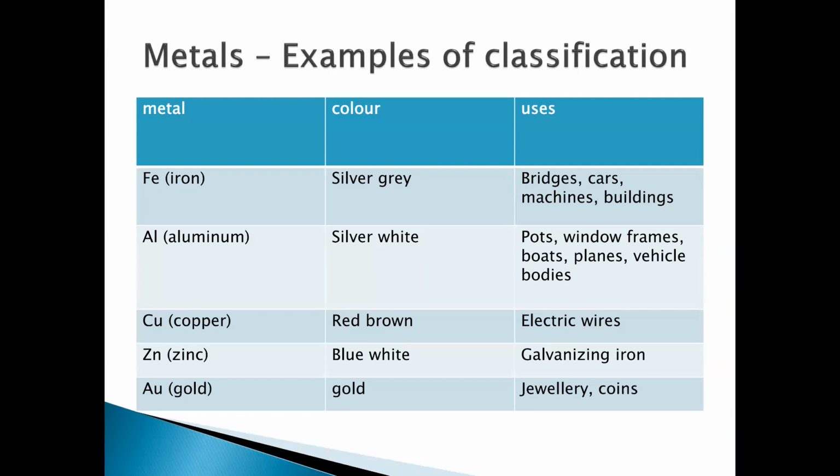And then there's aluminium. Aluminium, we all know it. It's so light, right? It's a very good conductor. It's used in pots, window frames, boats, planes, vehicle bodies. It makes sense when they're saying boats, because that's where we need a metal which is not dense, because it's light in itself.